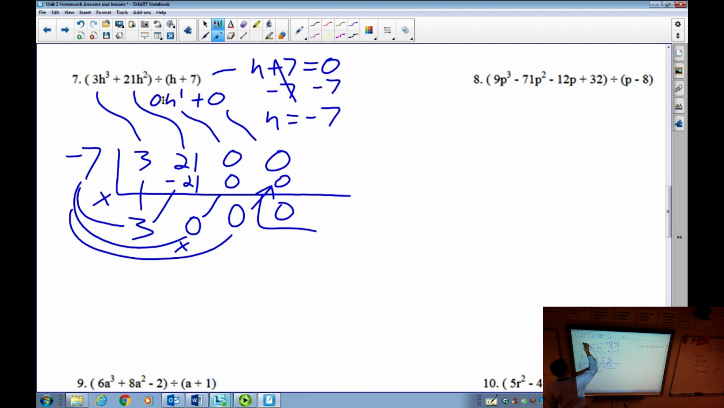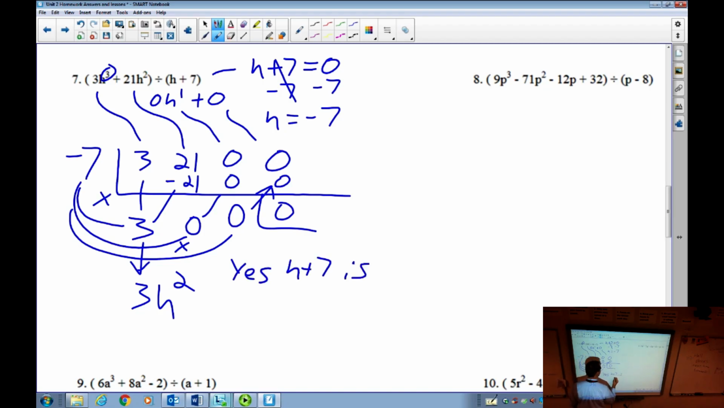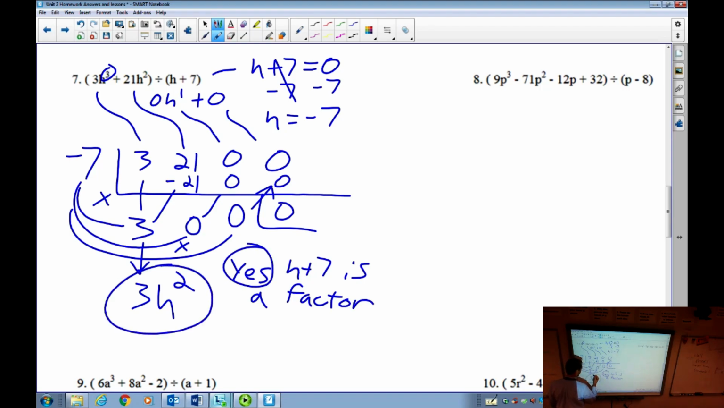And we started with the 3rd power, so we're going to go to the 2nd power now. So it's going to be 3h to the 2nd power, that's just our answer. Bring down plus 0h plus 0. That's crazy. So just 3h squared is our answer there. And so yes, h plus 7 is a factor. So we'll say yes, and 3h squared is your answer. That was a pretty easy one. Not too bad, right?